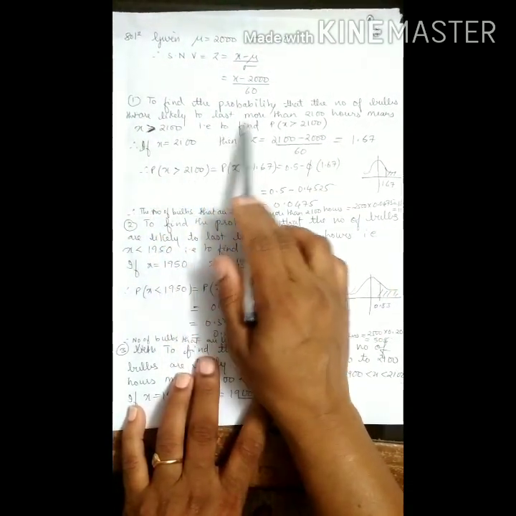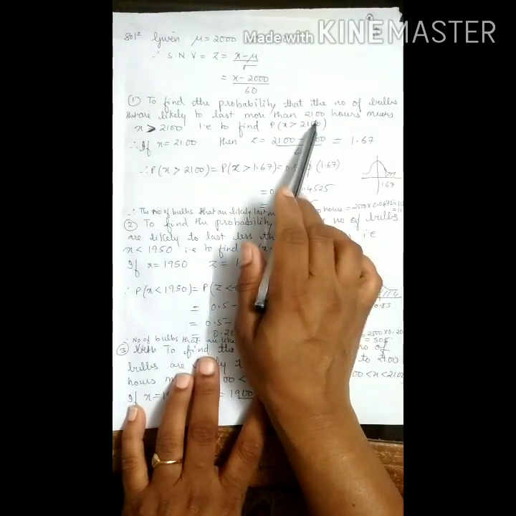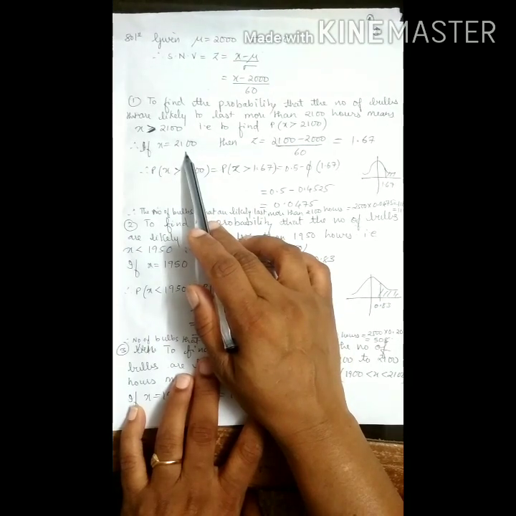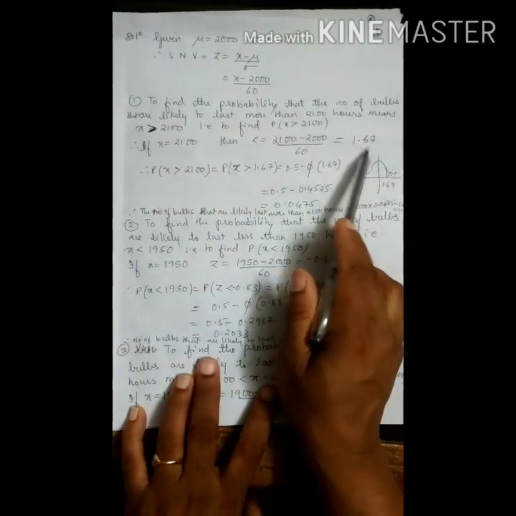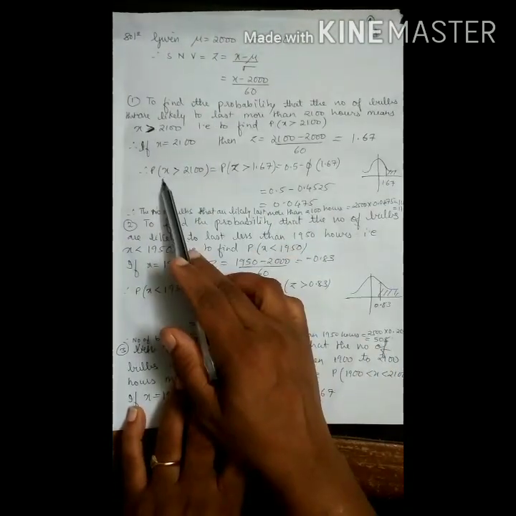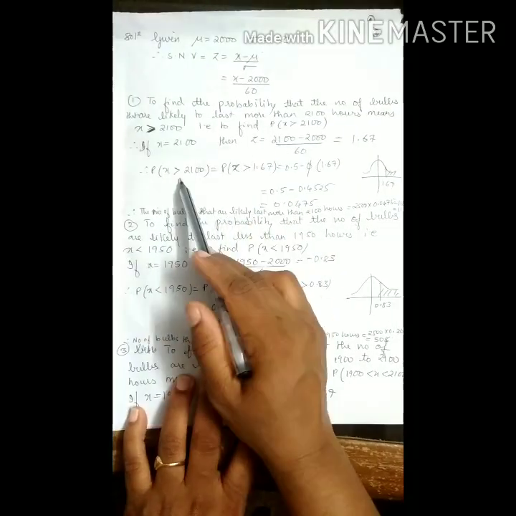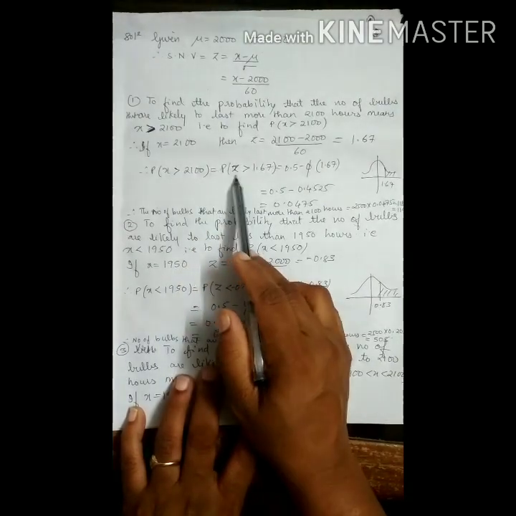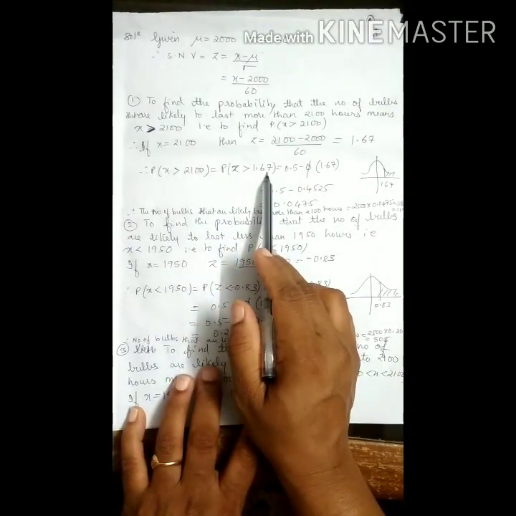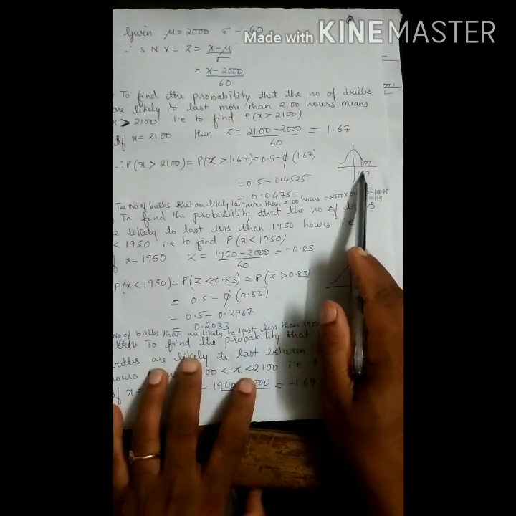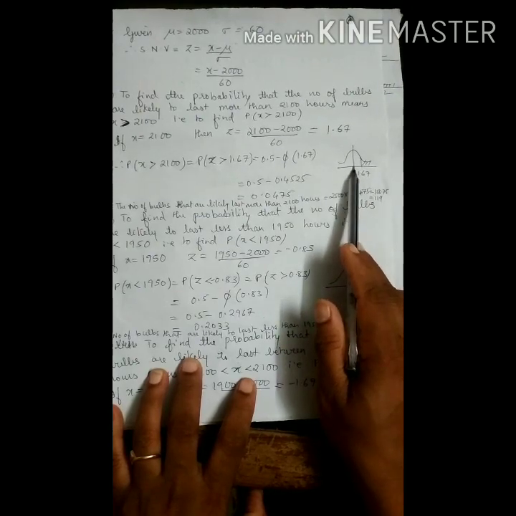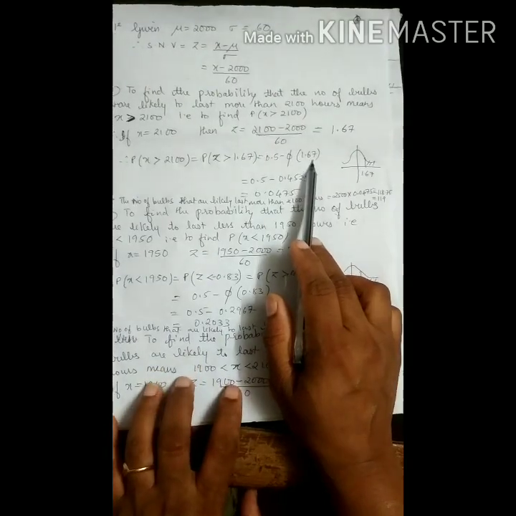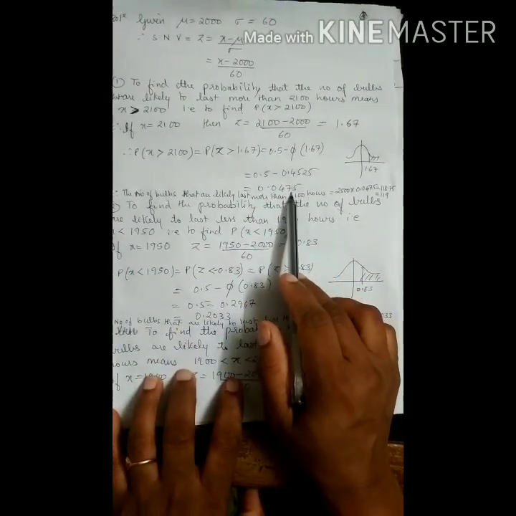Now they have asked us to find the probability that the bulbs are likely to last more than 2100. So change the x value in terms of z. Substitute x as 2100 in this formula, and you will get 1.67. They are saying more than, so greater than. X greater than 2100 means P(z greater than 1.67). Again draw the figure. Greater than 1.67 means whole area minus this area. So 0.5 minus phi of 1.67. That will be your answer.